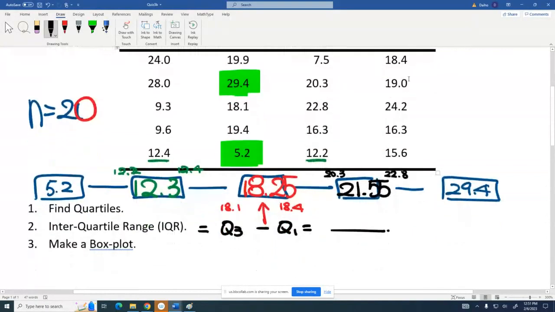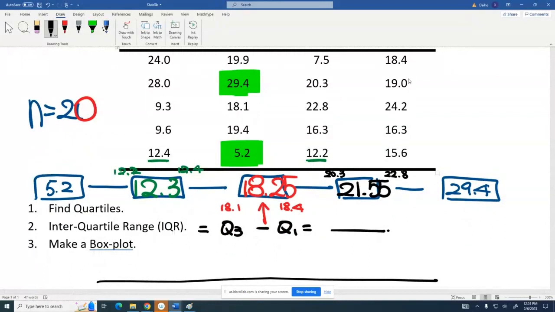And please make the scale. I think make the scale from 0 to 10, 20, and 30. You can make the scale from 0 to 30 because we have to cover them all, from 5.2 to 29.4. And roughly, I can put here 5, 15, 25.